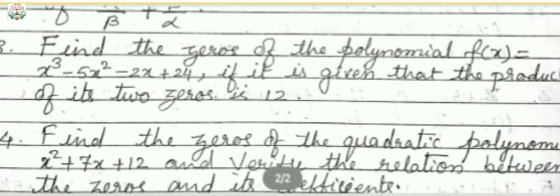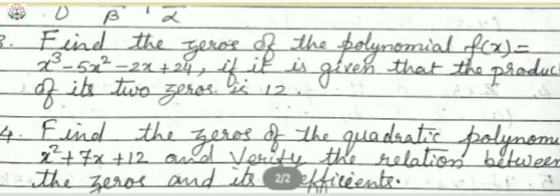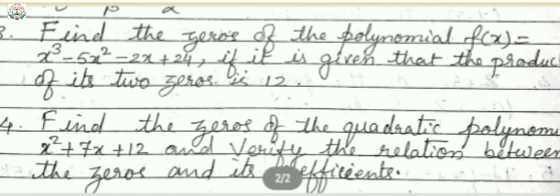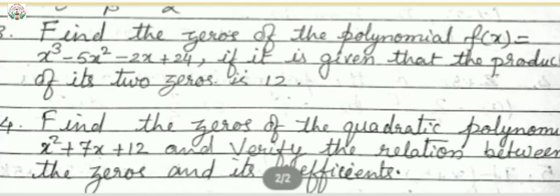square minus 2x plus 24, if it is given that the product of its two zeros is 12. So now we know the product of the zeros. Here it is a cubic polynomial, it is not quadratic. So there will be three zeros, that is alpha, beta and gamma. So product of the three zeros will be what? Alpha into beta into gamma equals to minus d upon a. So that will be minus 24 upon a, which is 1.